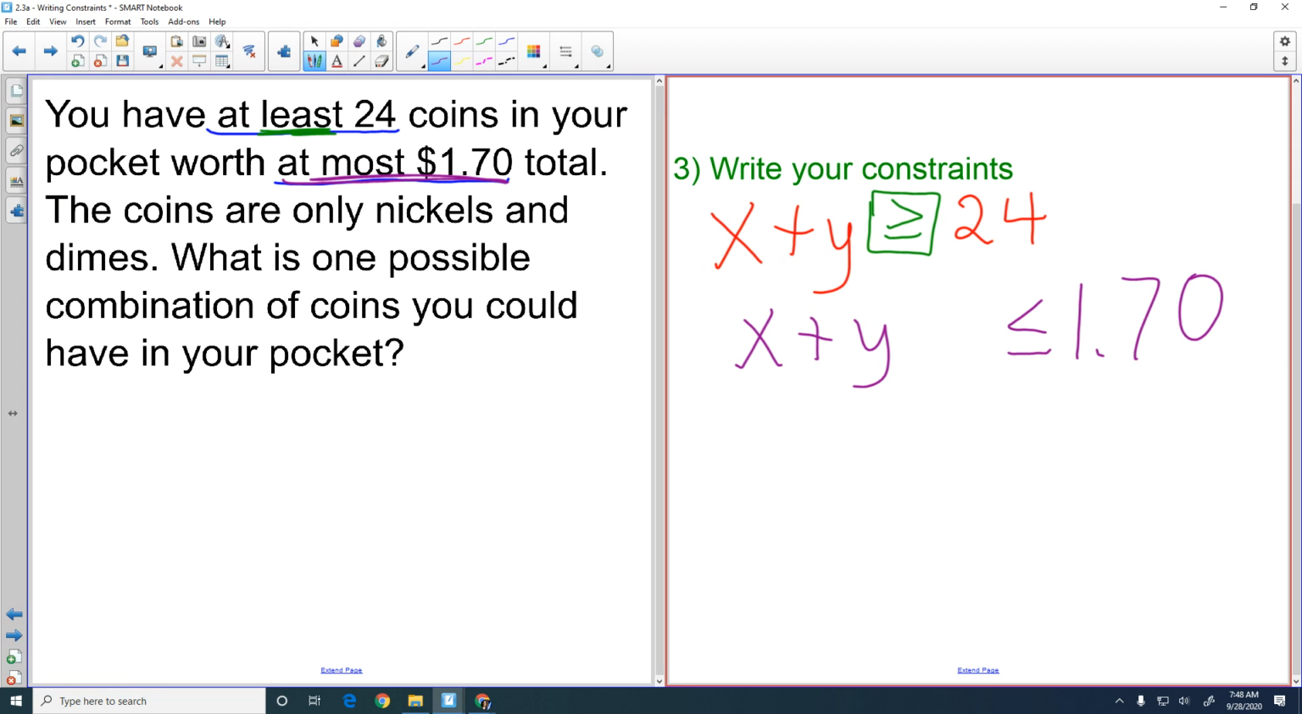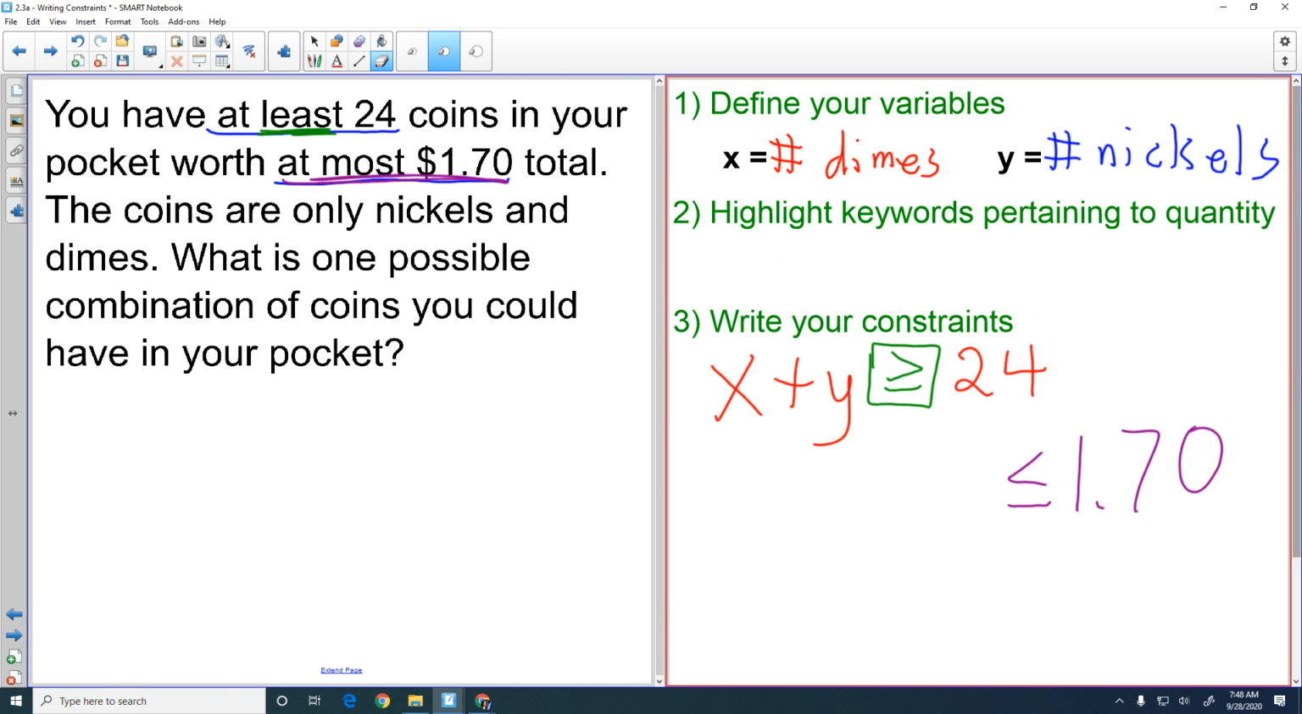The value of each of them, right? So I can't just write x plus y. I have to talk about, well, how much is an x worth? What's the actual dollar amount right there? So the number of dimes is x. What's the value of 1 dime?